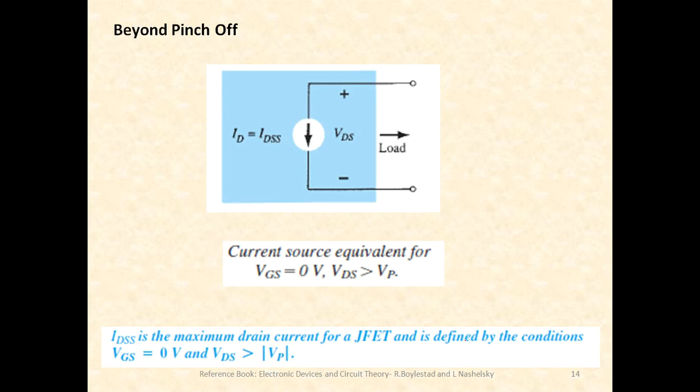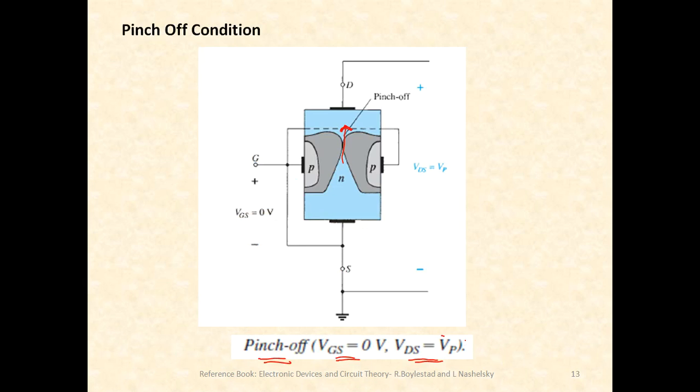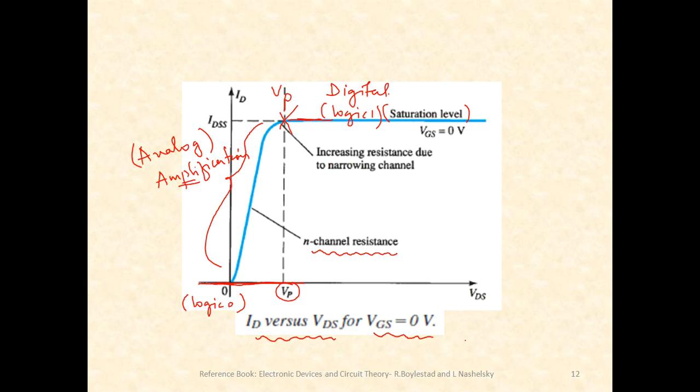Moving forward, beyond pinch off, what happens? Let me go back to the previous diagram. I have just told that in this region the current is constant. So when the current is constant, can I not use it as a constant current source? I'm talking about only this region, the saturation part. Yes, it can be used.